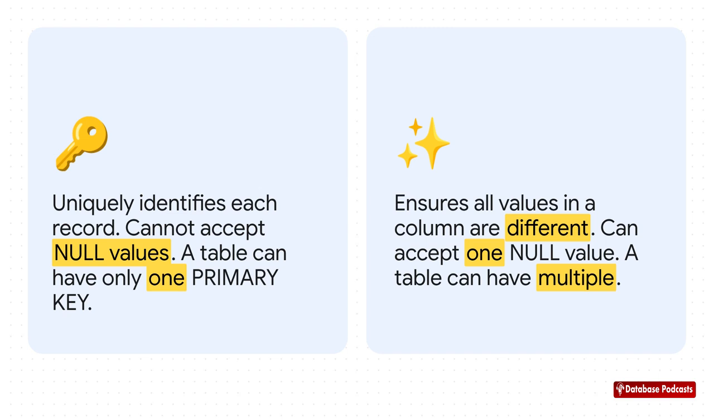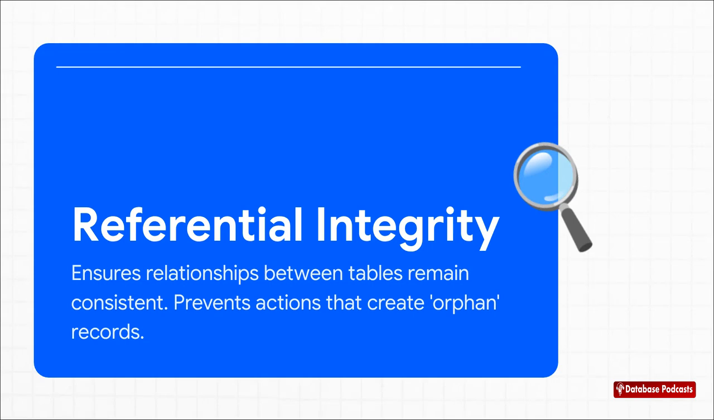But you'd probably also want a unique constraint on their email address to make sure you don't have duplicates. This whole idea leads to a really critical concept: referential integrity. I know it sounds super technical, but the idea is actually simple. It just means that your relationships between tables stay consistent.